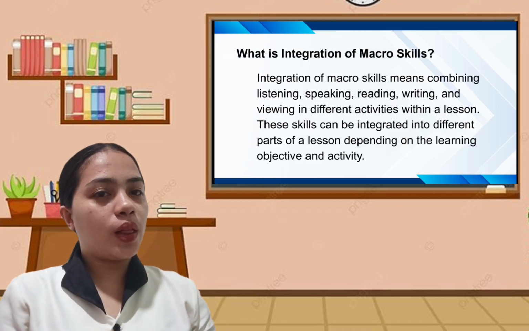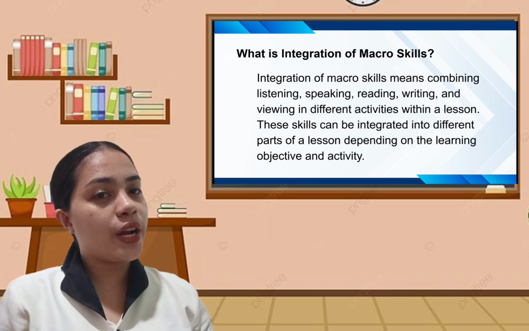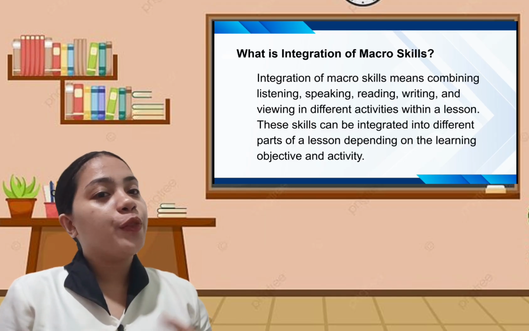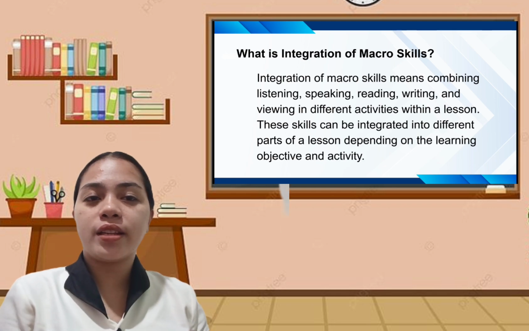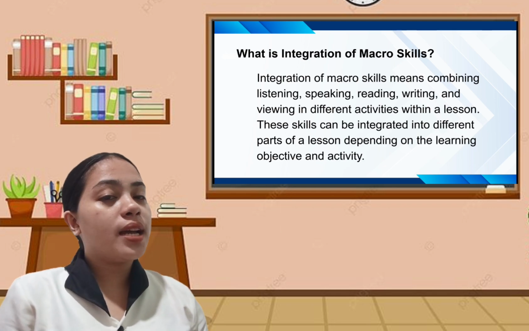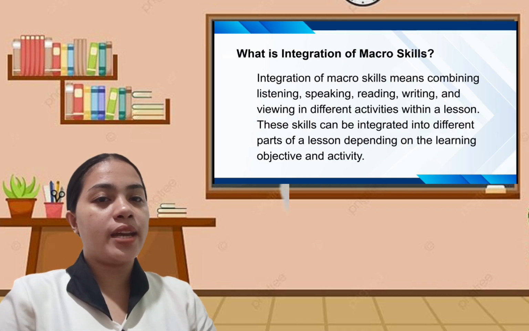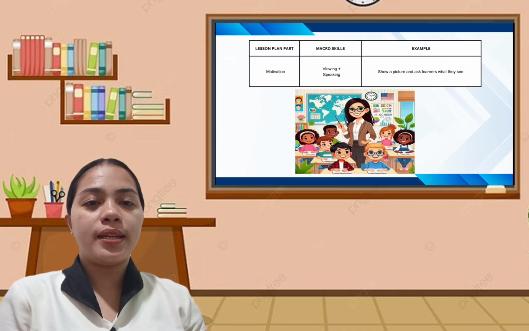For example, if the objective is for learners to understand a story, we can let them listen to the story, view illustrations, discuss the story, and later write a response. In one lesson, several macro skills are already integrated. Now let us proceed to some parts of the lesson plan.